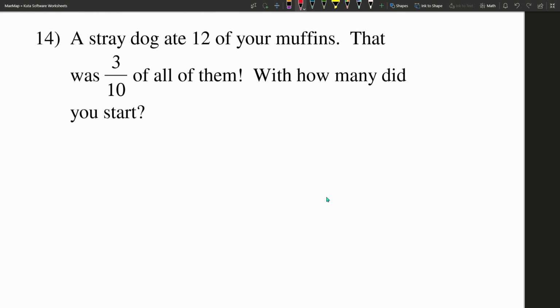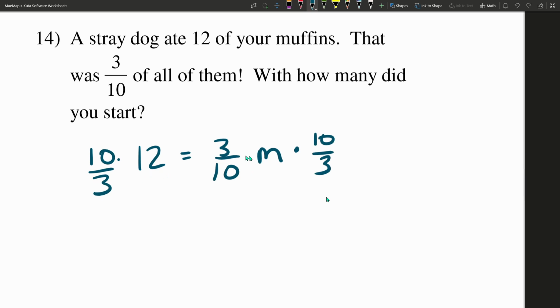Number 14 says that a stray dog ate 12 of your muffins. That was 3/10 of all of them. How many did you start with? So if 12 muffins was 3/10 of my total amount of muffins M, how many muffins M did I start with? Here we go, one-step equation. Multiply both sides by 10/3. In doing so, 3 divided by 3 is 1, 10 divided by 10 is 1. I isolate my M on my right-hand side, and here we go.